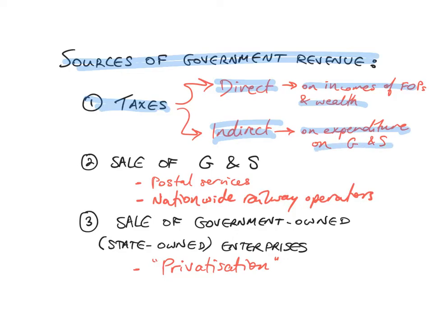The government can also get revenue from the sale of goods and services, like providing postal services or nationwide railway operators. Governments themselves sell goods and services, and so the money they receive from selling them is part of the government revenue. The last source of government revenue is the sale of government-owned or state-owned enterprises. Sometimes governments decide to sell businesses that have traditionally been owned by the government to the private sector. This is a process known as privatization. So these are the three main sources of government revenue.